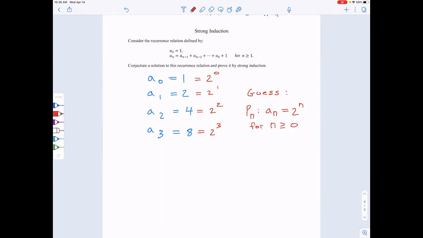So this is only a guess. It's only a conjecture at what the solution is, because we just tried some cases and we're hoping this pattern continues on and on, but we don't have any evidence that it should. And that's where induction, or in this case, strong induction, really comes into play. It can verify that our guess is actually correct.